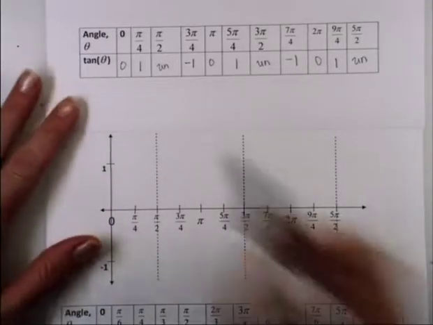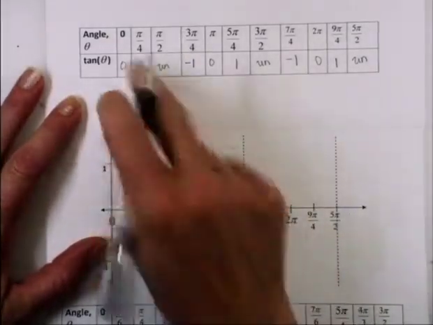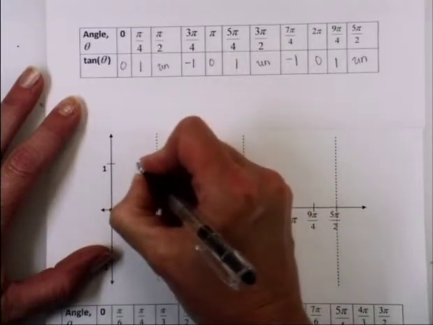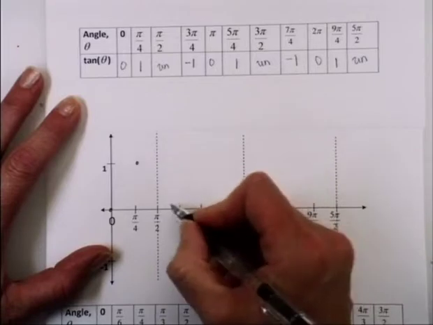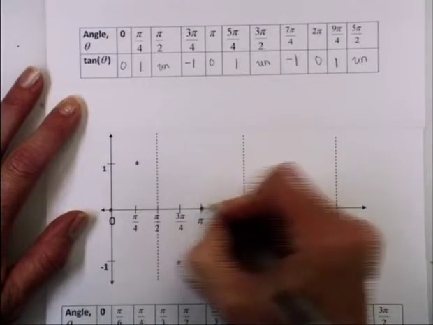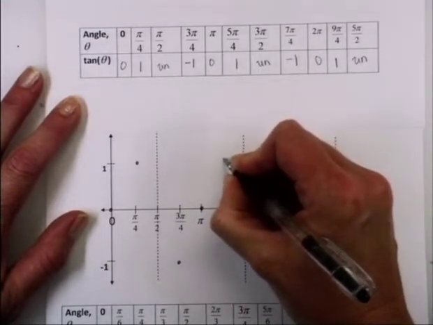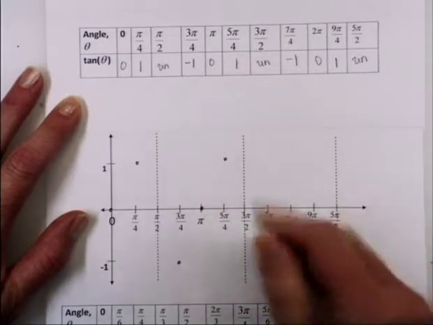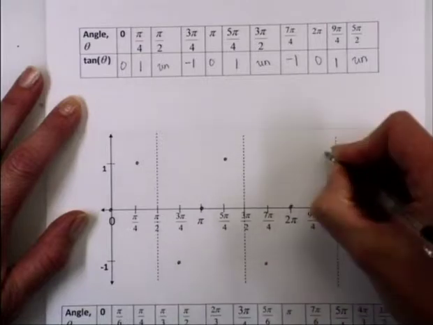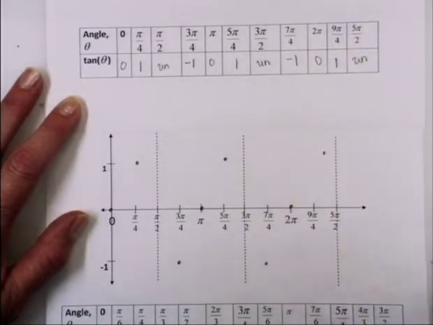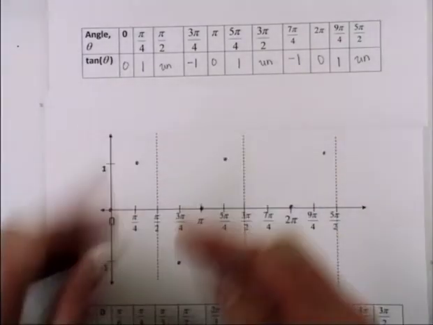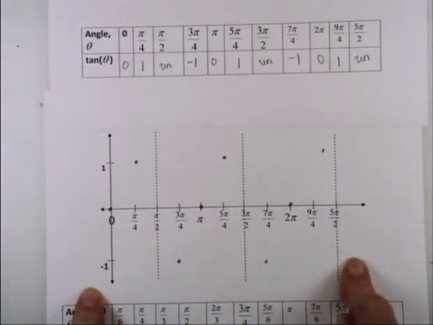Well, let's go ahead and plot these points that I found and see what happens. Well, at 0, I had a value of 0. Pi over 4 was 1. Okay, then 3 pi over 4 was negative 1. 0, 1, undefined, okay, negative 1, 0, 1, undefined. Okay, so it looks like it's repeating these points between these two asymptotes. It's repeating over and over again the same thing.